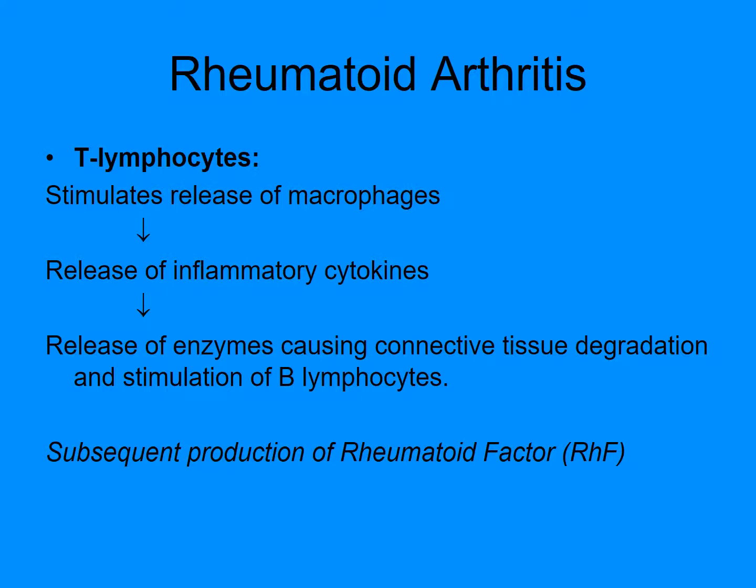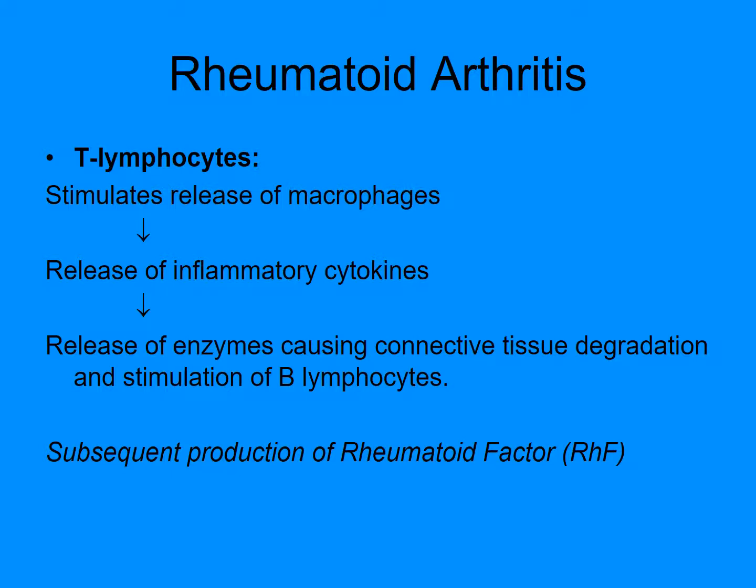Due to the immune dysregulation, you have the accumulation of T lymphocytes, which stimulates release of macrophages and releases the inflammatory cytokines, particularly interleukin 1 and interleukin 6. This releases enzymes that will cause connective tissue degradation and stimulation of B lymphocytes, and subsequently produces rheumatoid factor, RF.